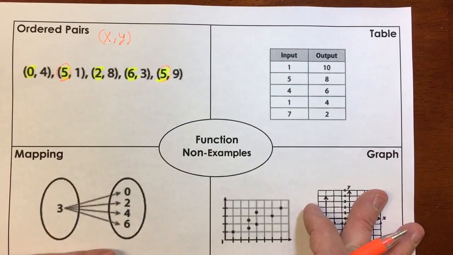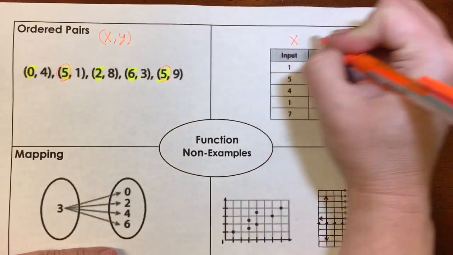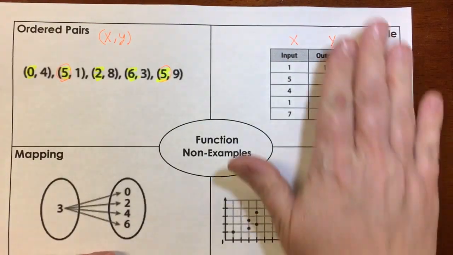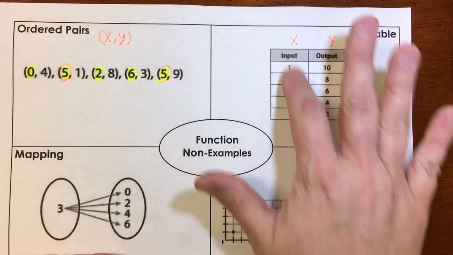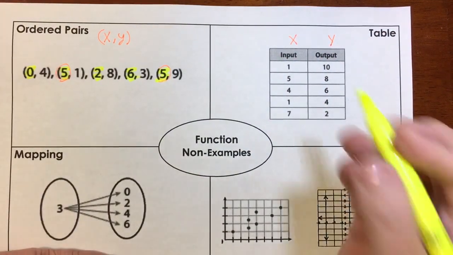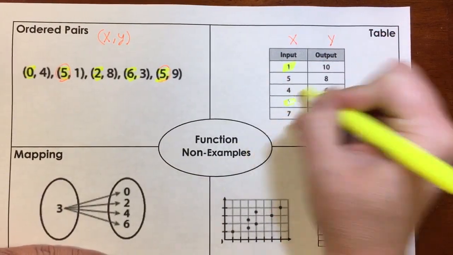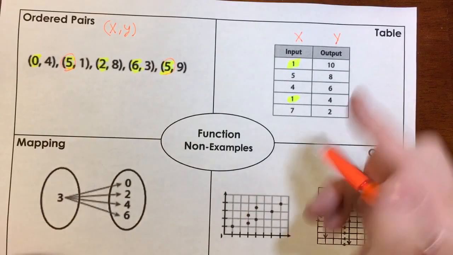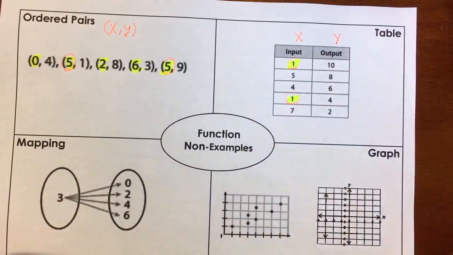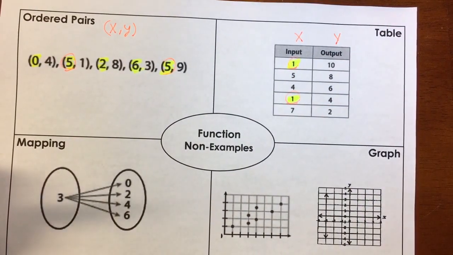On the table here, x is on the left, y is on the right. We really don't care about the y. We're just looking at the x. Does it repeat anywhere? Well, here I have 2 1s. So this is not a function because it's all about that x. We can just have one x.